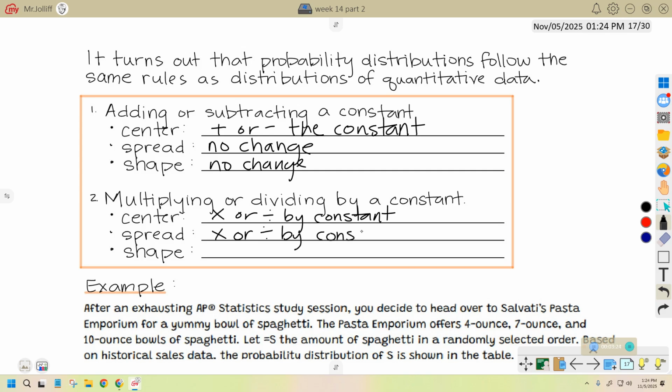There was a constraint here. Standard deviation can only be 0 or positive. I need the, very good, Drew, absolute value of the constant.